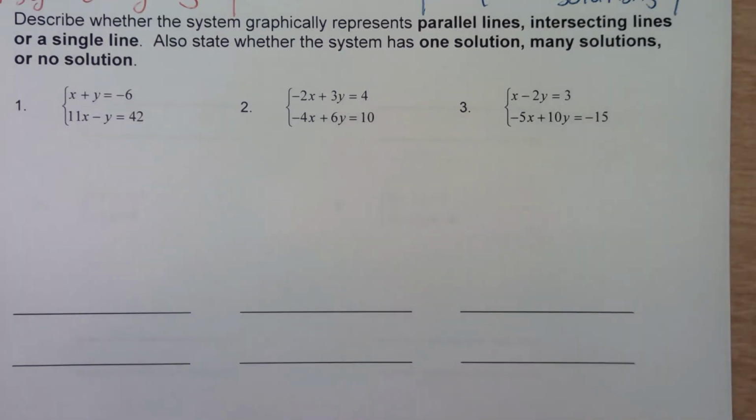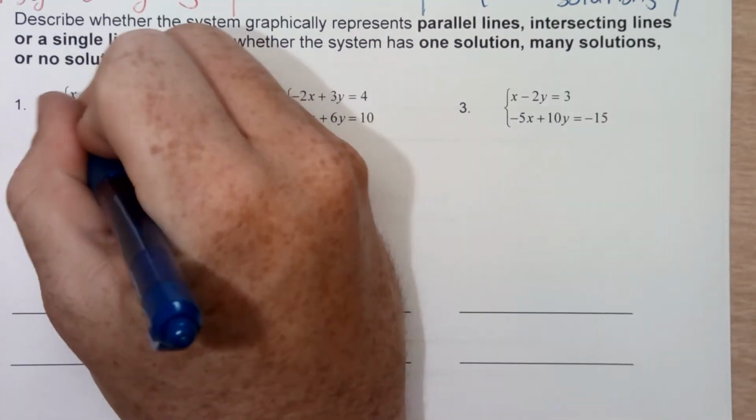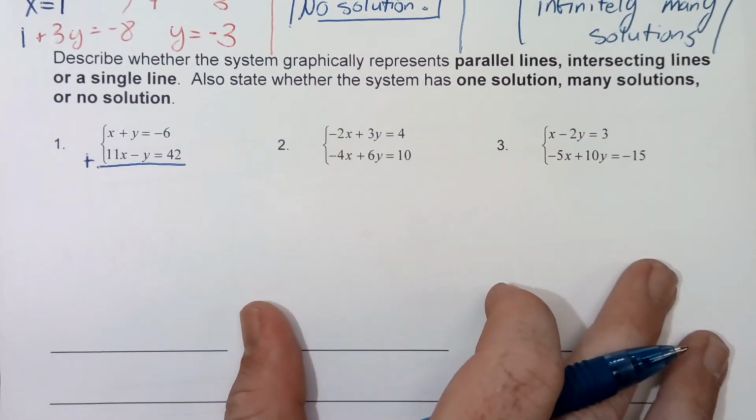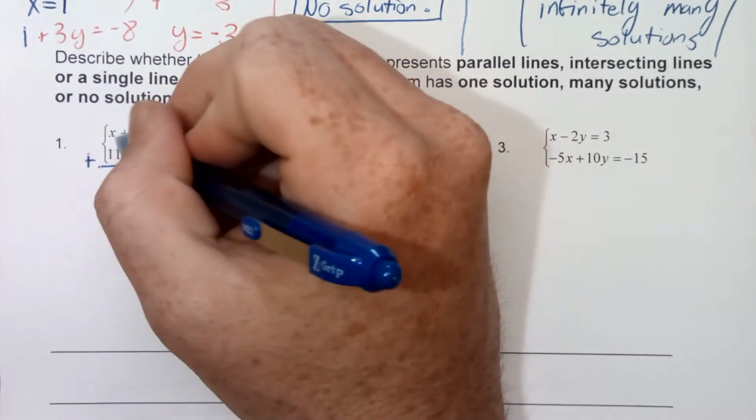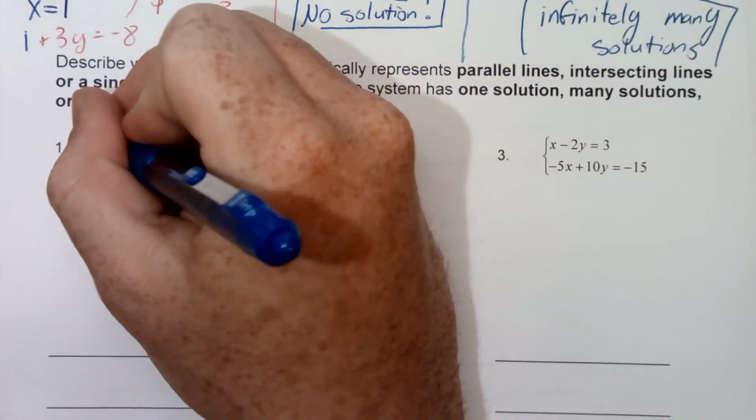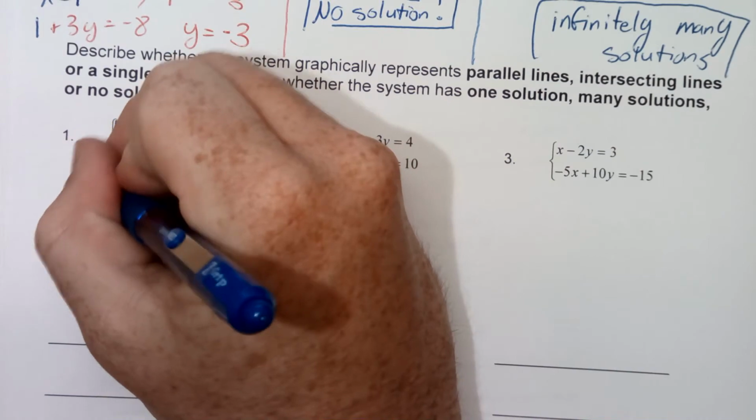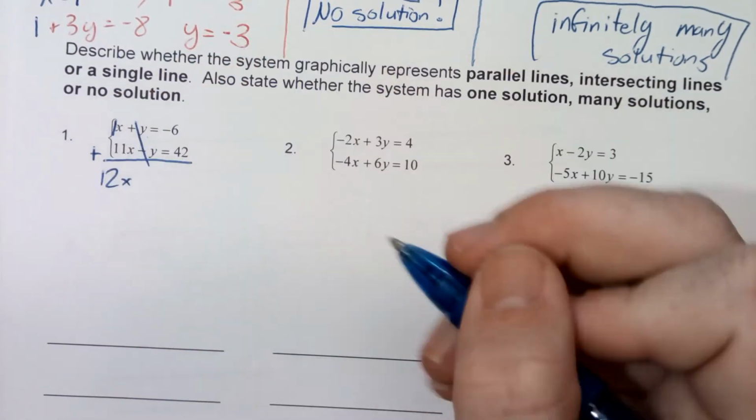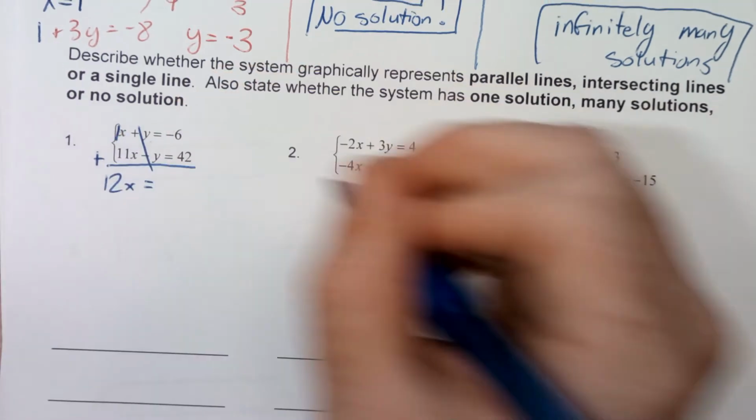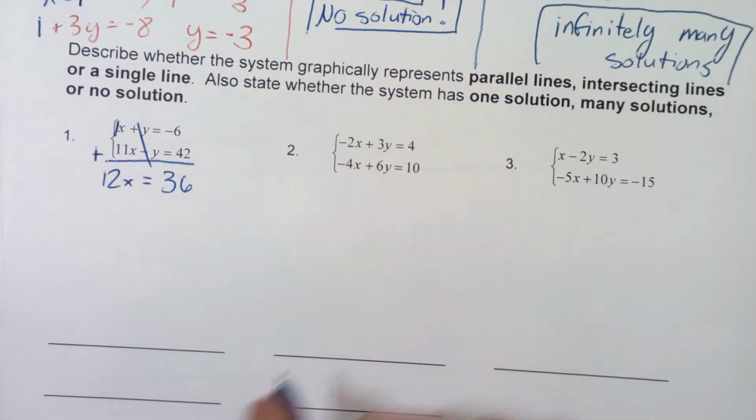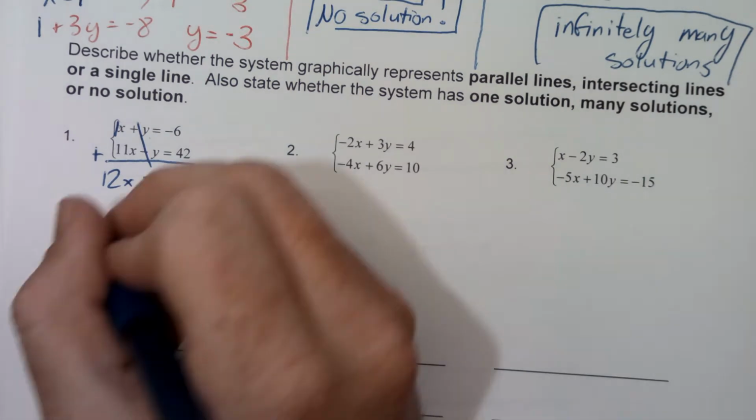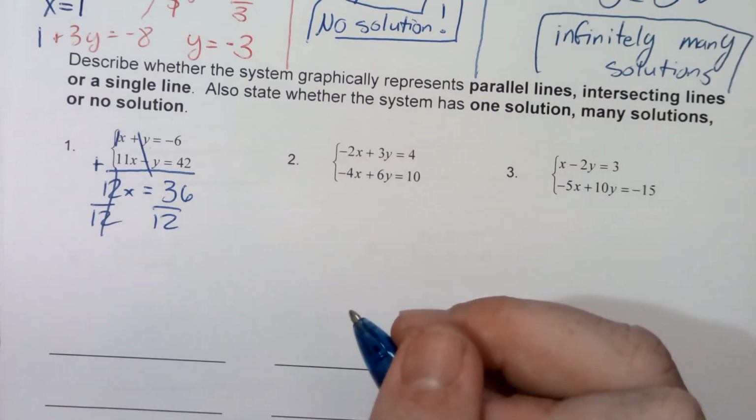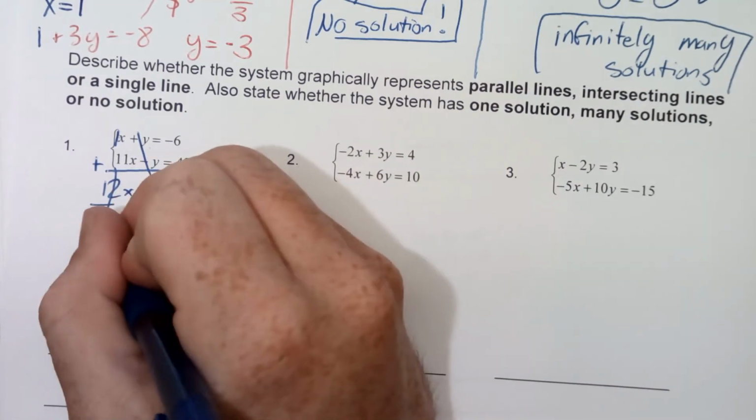Okay. So as always, the first thing that we're going to do is add these two together. We're going to do our combination. So 1x plus 11x gives me 12x's. Okay. 1y minus 1y is 0. So those cancel out. And negative 6 plus 42 is a positive 36. Okay. So to get rid of that 12, I know I need to divide it because it's multiplying my x. So those cancel out. I get 1x, or x equals 3.